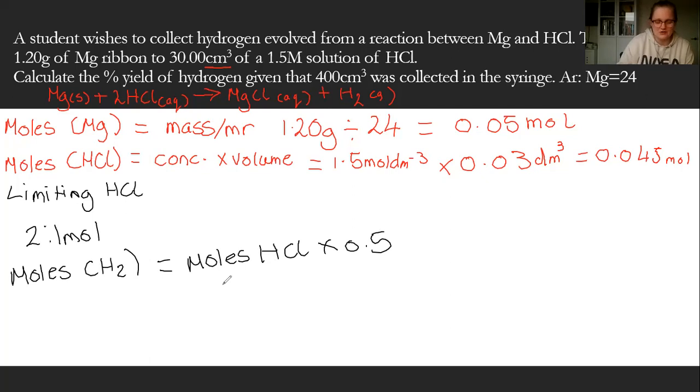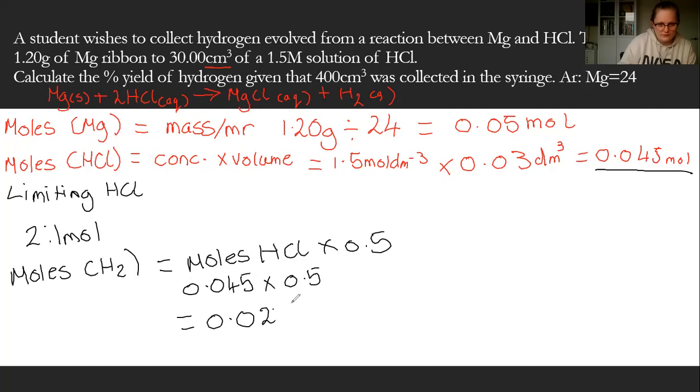Our moles of hydrochloric acid, as we can see up here, are 0.045. So I'm going to multiply that by 0.5. And that would give us a final answer of 0.0225 moles. That's not our final answer, but that gives us our moles to get onto our next part of the question.